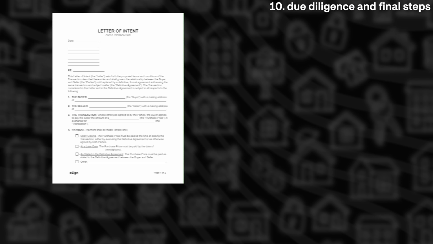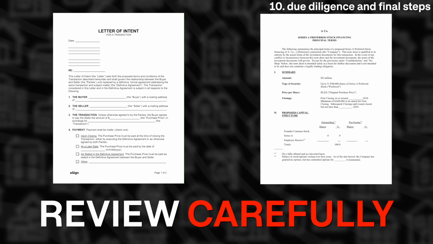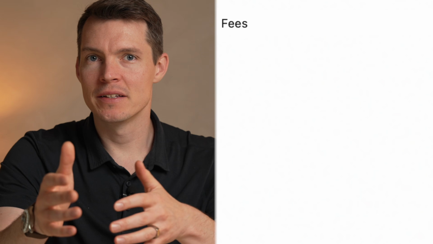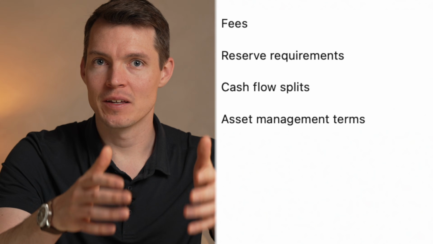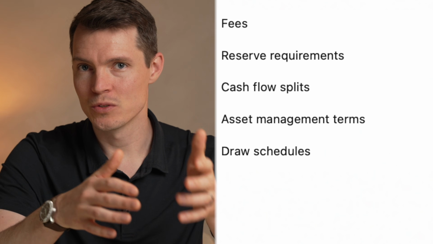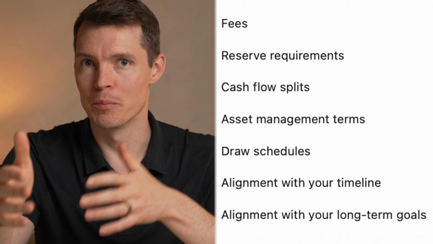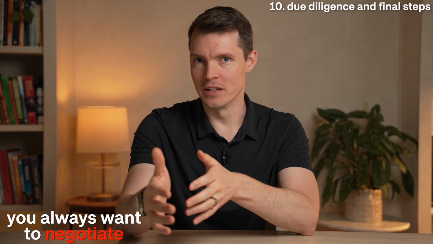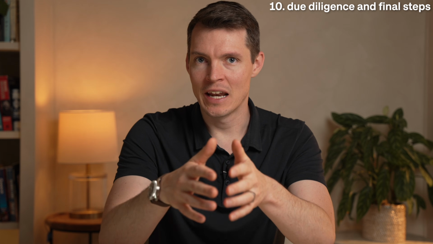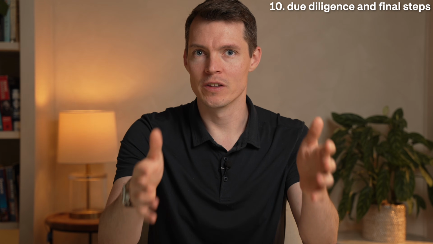Once you receive multiple LOIs or term sheets, you want to review them carefully. Look beyond just the equity pricing and the interest rates. Pay attention to fees, reserve requirements, cash flow splits, asset management fee terms, draw schedules, and how each partner lines up with both your timeline and your project needs. You always want to negotiate. Even small improvements in terms can add up to hundreds of thousands of dollars over the life of the project.